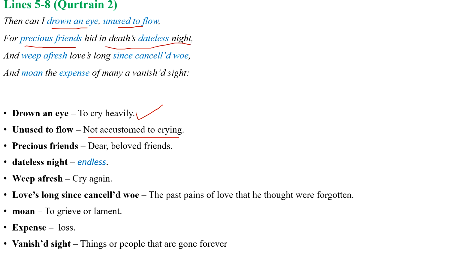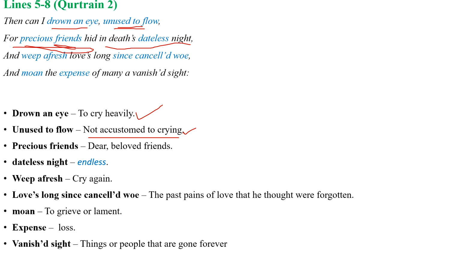So this is a personification. Here, poet implies personification, death, the precious friends, beloved friends, dear friends, hidden deaths, dateless night. So here the poet says that even though he may not cry often, unused to flow, not accustomed to cry, in these moments of memory, he sheds tears for his beloved friends, dear friends who have died. So those now hidden in death's dateless night.